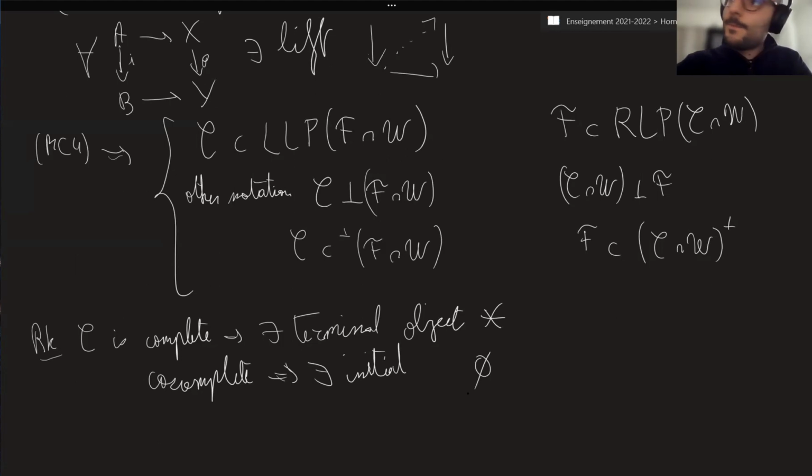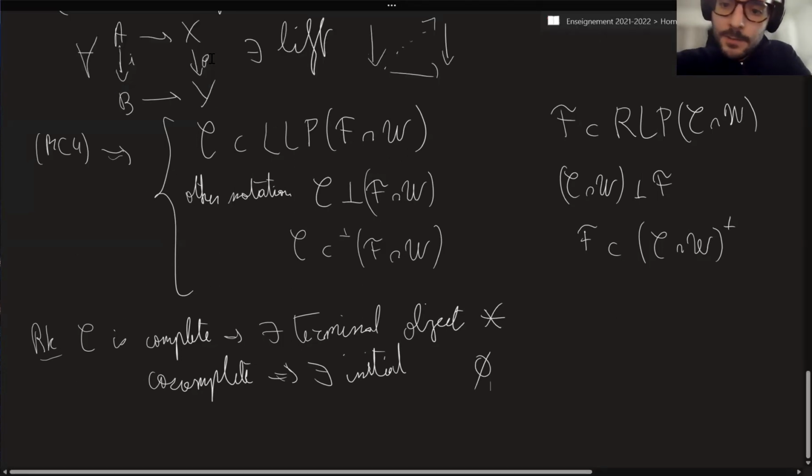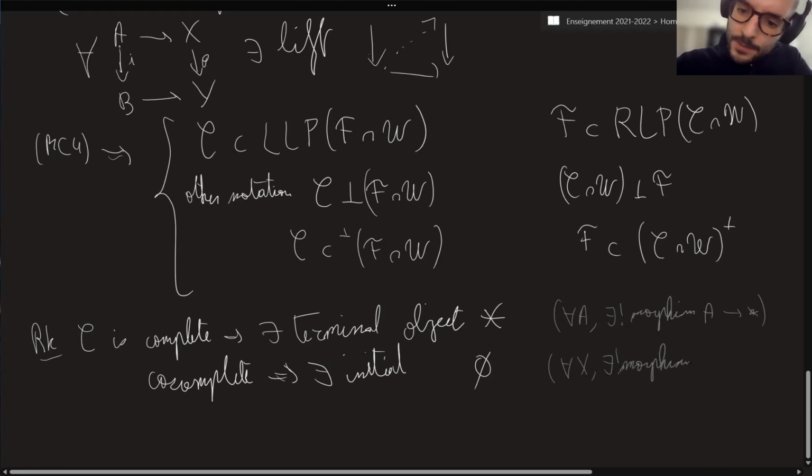I don't know if everyone is familiar with this terminology. This means that for every A, there exists a unique morphism from A to the terminal object. And for all X, there exists a unique morphism from the initial object to X. Okay. Well, everyone is more or less okay with that.